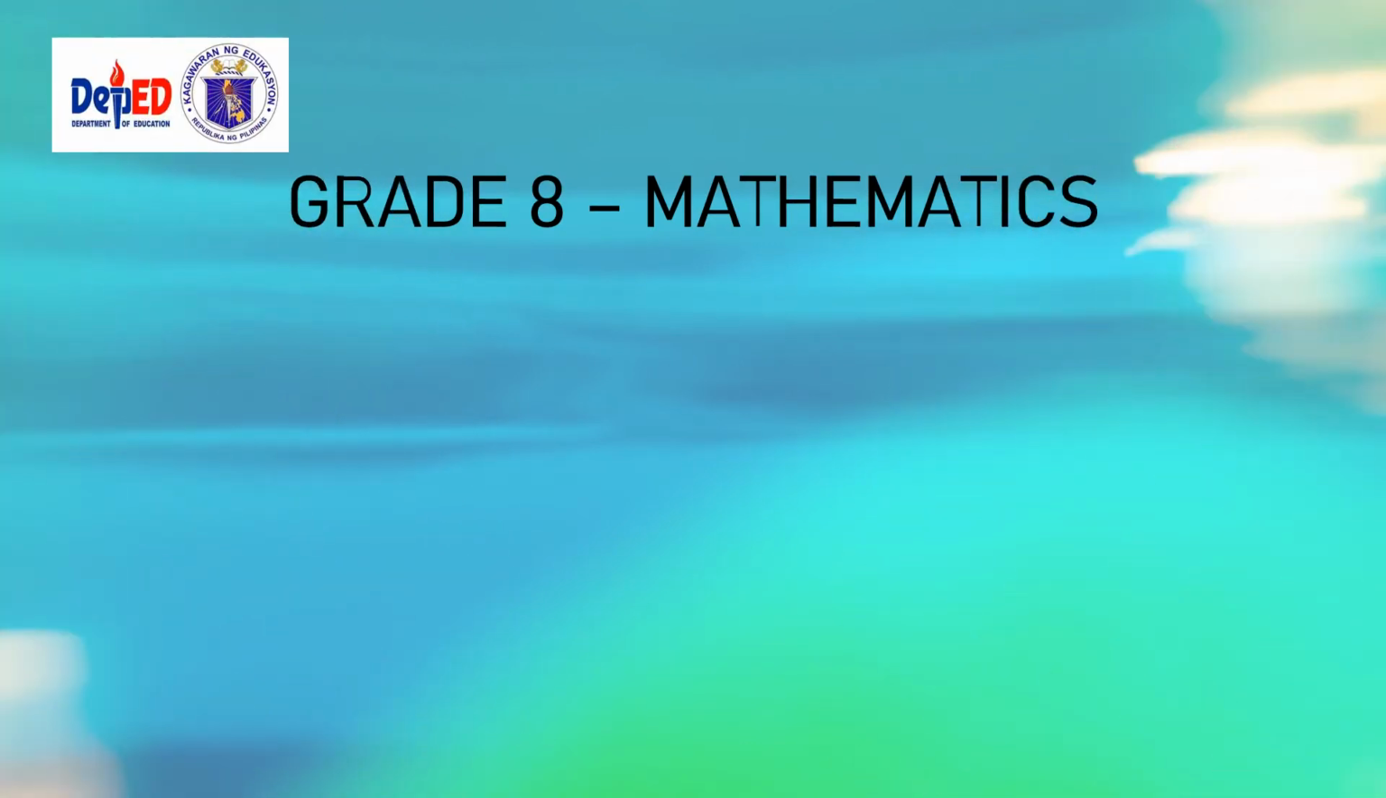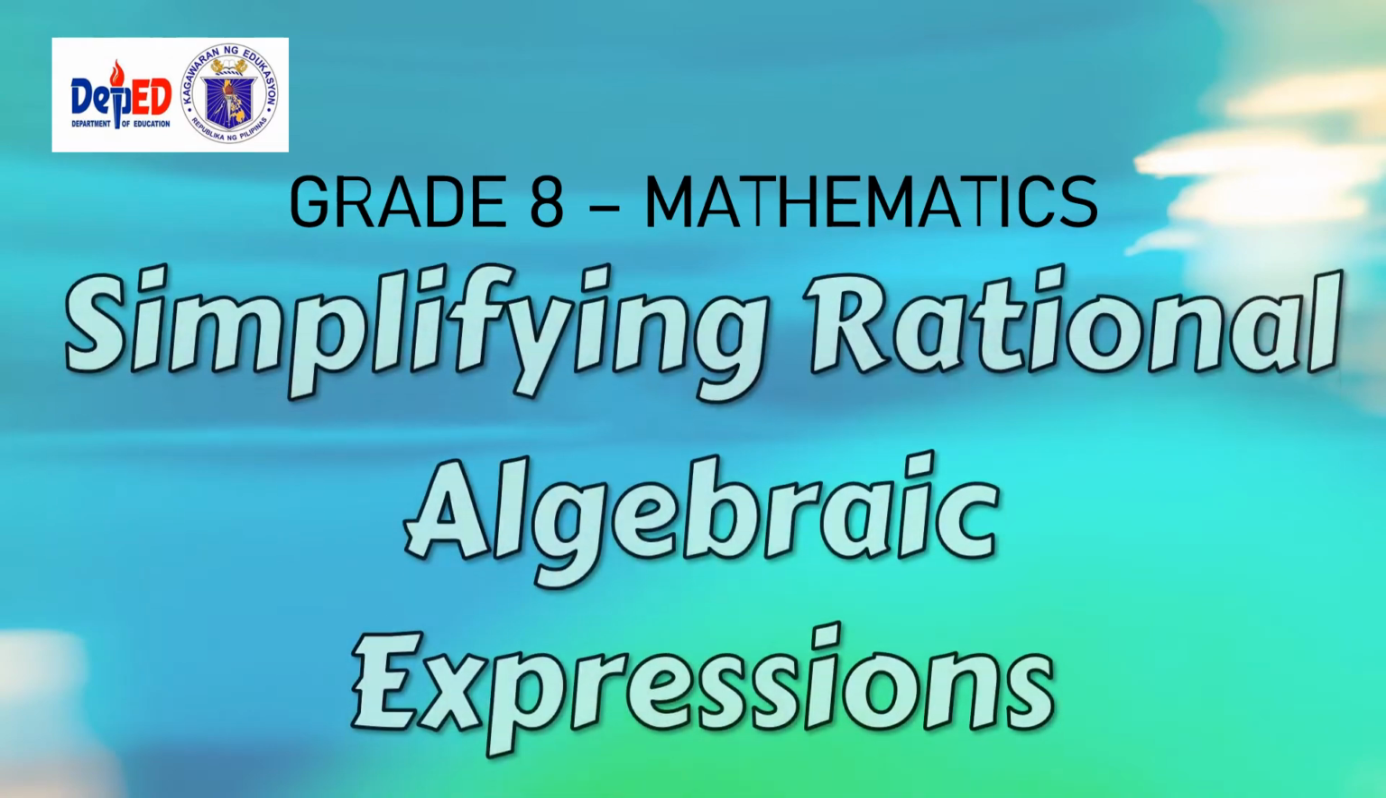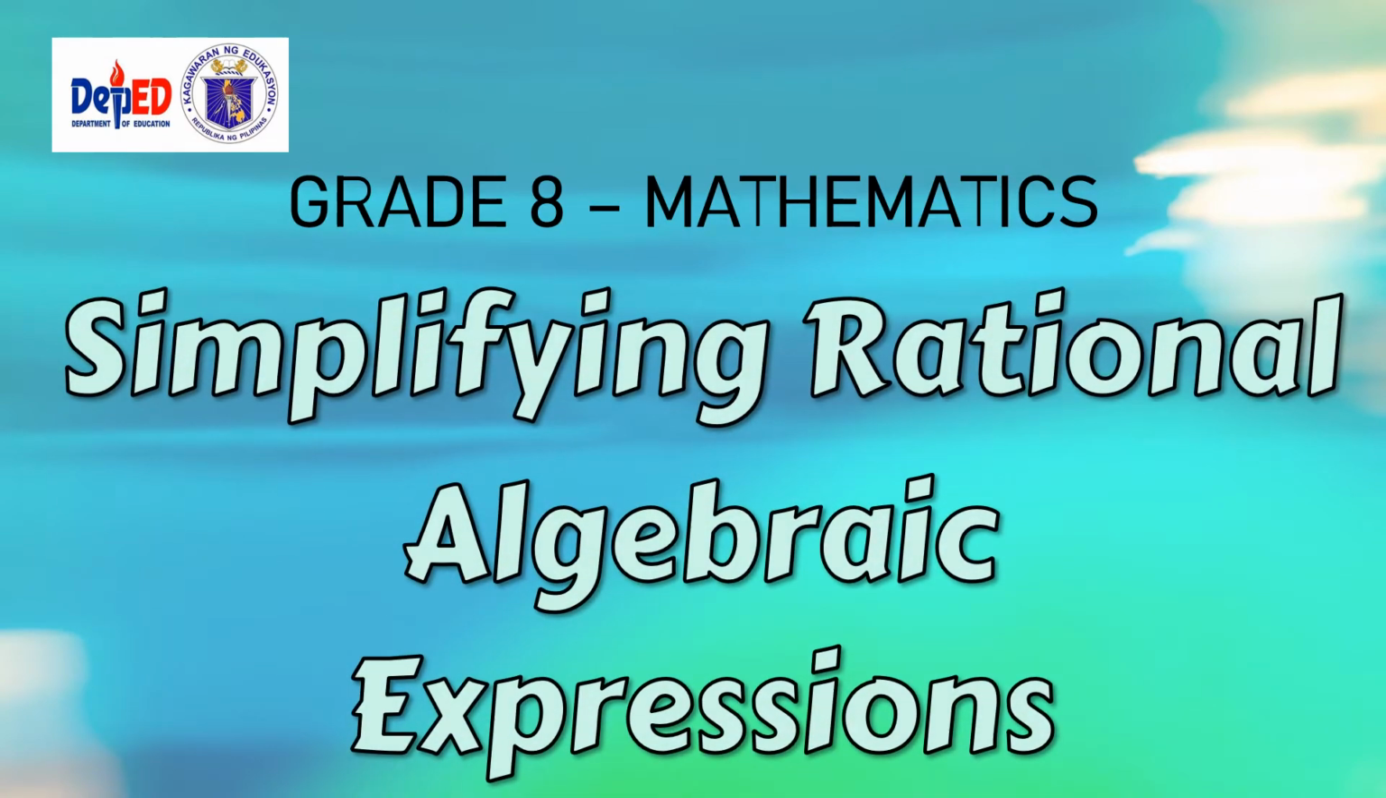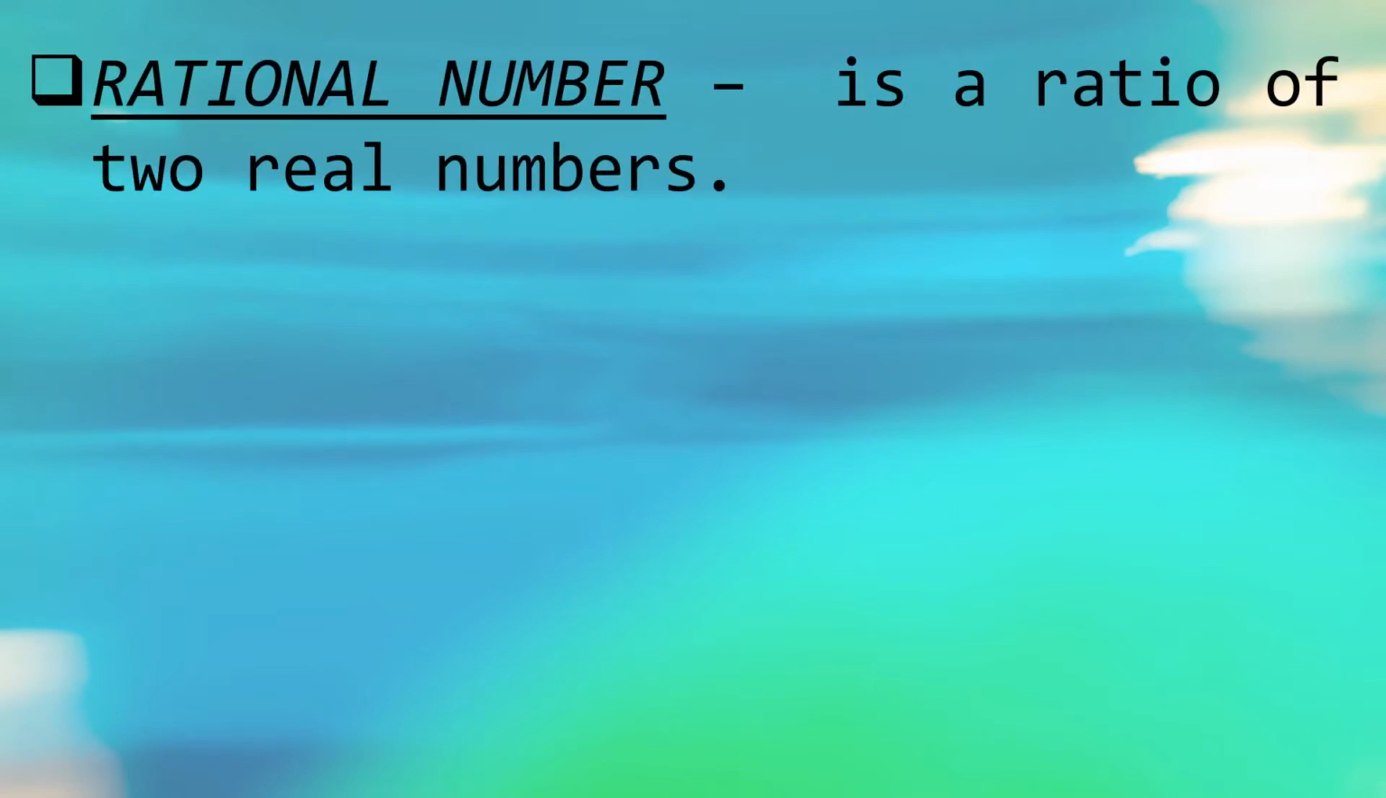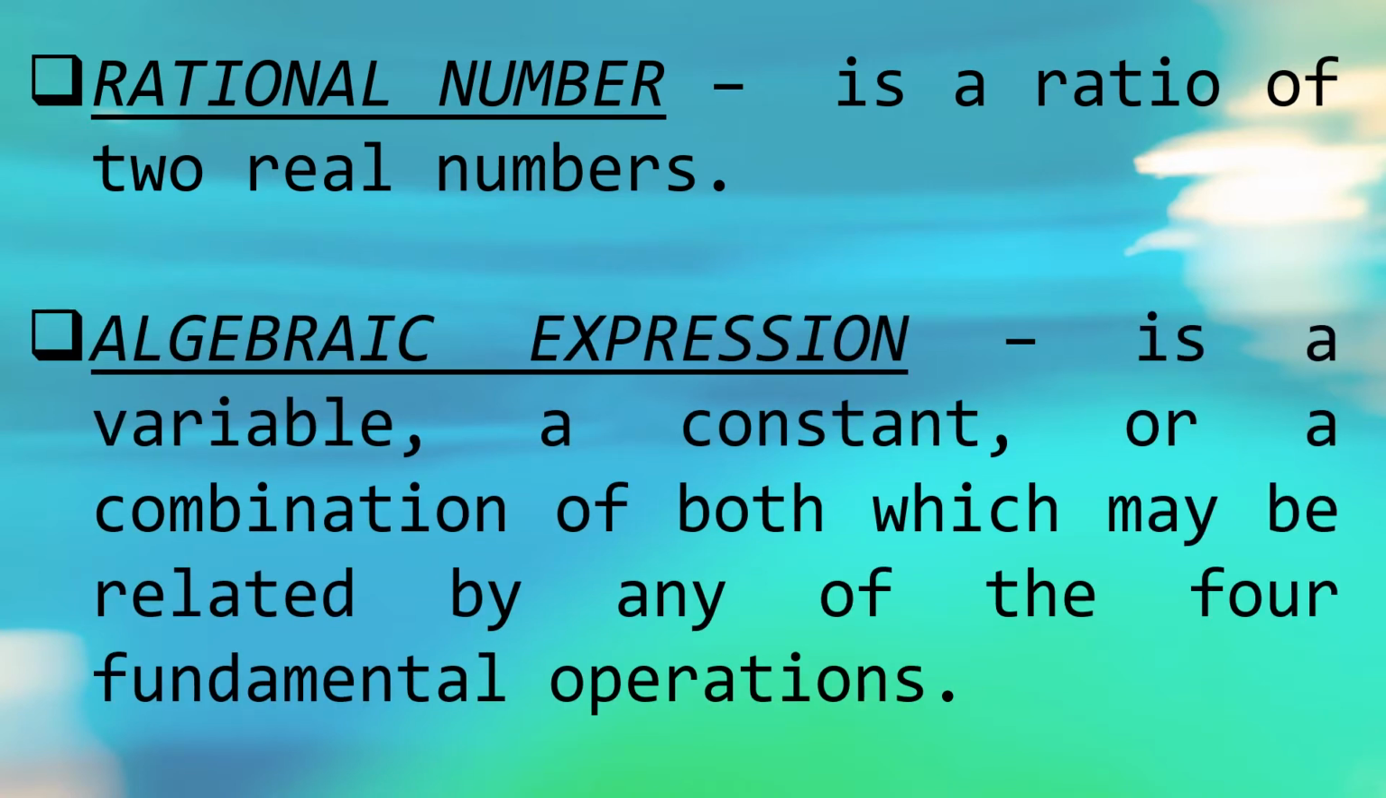Let's have grade 8 mathematics and let us talk about simplifying rational algebraic expressions. Before we simplify a given rational algebraic expression, let's have the definition of terms. First, rational number, it is a ratio of two real numbers. When we say algebraic expression, it is a variable, a constant, or a combination of two which may be related to any of the four fundamental operations.